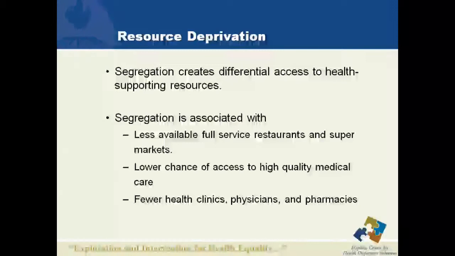The second is the theory of resource deprivation. It simply says that segregation creates differential access to health support and resources. There are fewer full service restaurants and supermarkets, so the availability of fresh fruits and vegetables is limited in these resource-deprived areas. And there's a lower chance, as Dr. Yearby talked about earlier, of access to high quality care, and there are fewer health clinics.